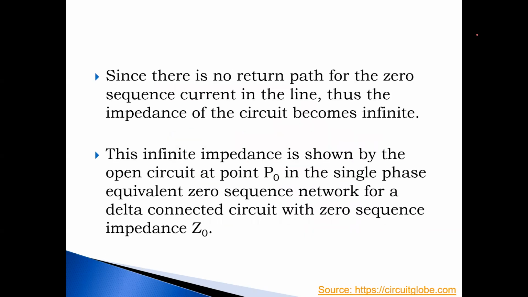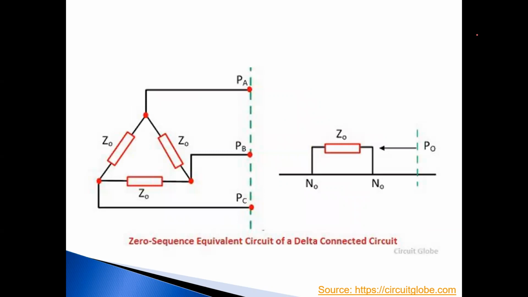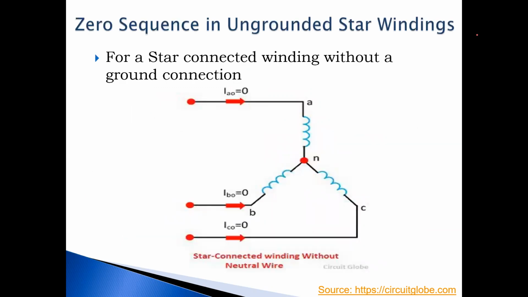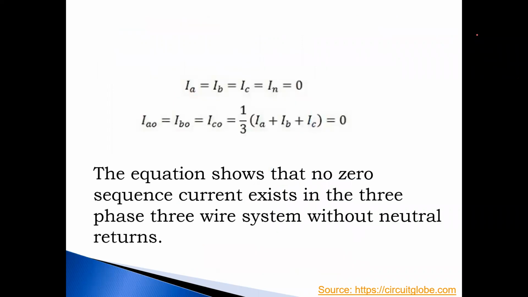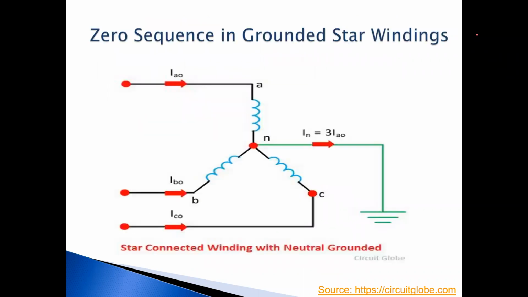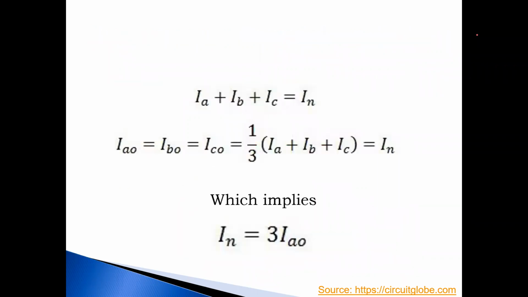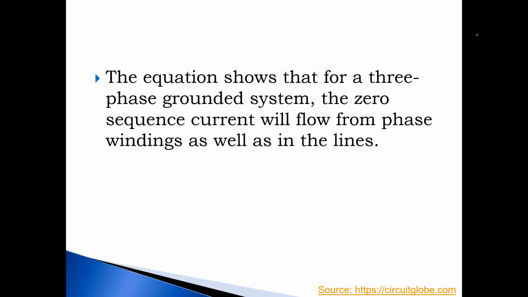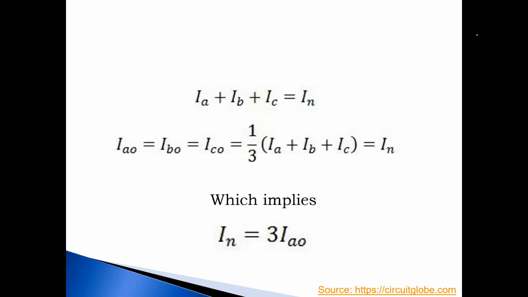Similarly, for your ungrounded star, again, there's no path to Earth. So, as we said before, the zero sequence current, again, would be equal to 0. However, where we have a grounded star, then the zero sequence impedance would be represented by your 3 times Zn, as we would have mentioned.